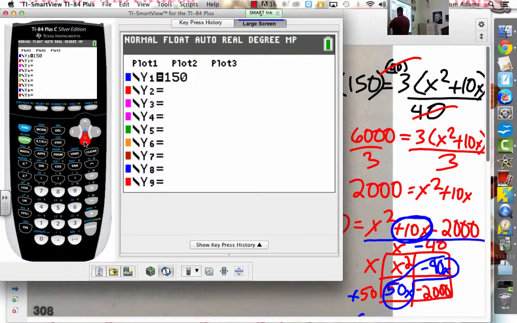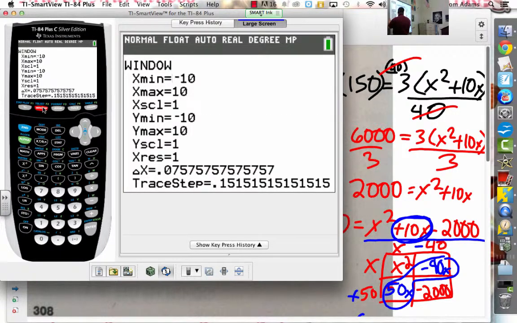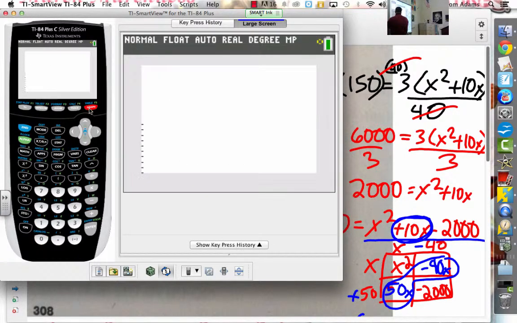Then I'm going to plug in my other equation, which was 3 times the quantity x squared plus 10x, divided by 40. I want to graph and see where those two intersect. So I'm going to change my window a little bit. I know that the answer is between 40 and 50, so I'm going to set the x values from 20 to 60. For my y values, it has to be at least 150, so I'm just going to go 140 to 160. Then hit graph.